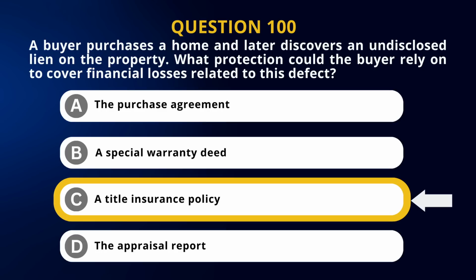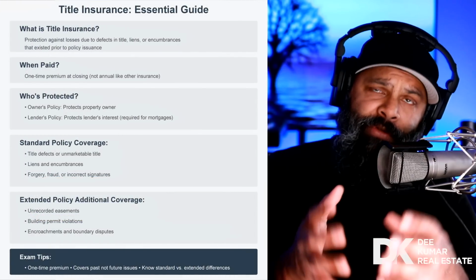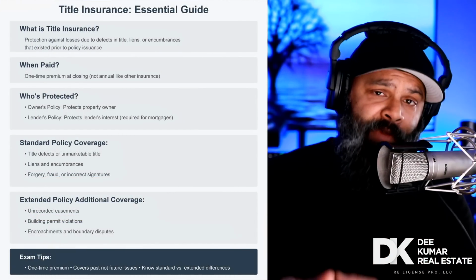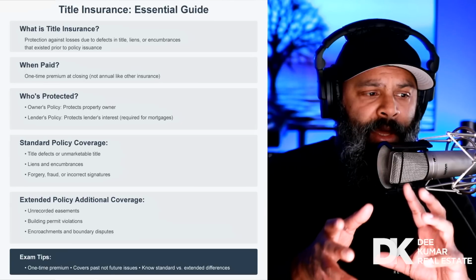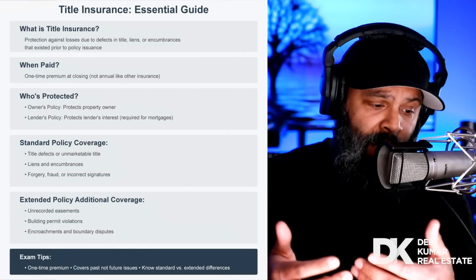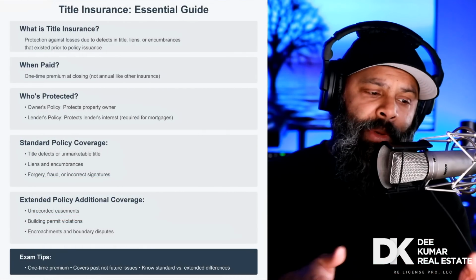This is what a title insurance policy does. One of the things is it covers financial losses of the buyer and the lender in the event of certain things like undiscovered liens, title defects, anything that deals with title issues. An undisclosed lien in this particular question is a title issue, and there could result a financial loss, and therefore title insurance would be the correct answer.